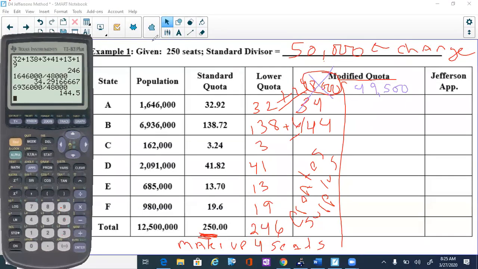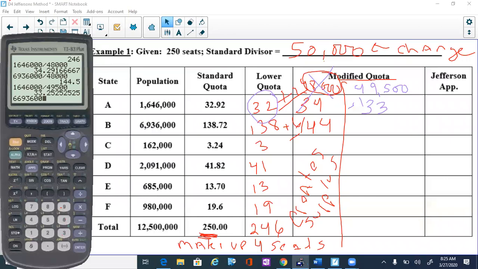I'm going to do the same thing again. 1,646,000 divided by 49,500 gives me 33. So I'll write down 33, and you can tell from the original 32, I've gone up 1 seat. Then I'm going to take the next one. I'll keep working this. Let me do a few at a time so it goes by quicker.